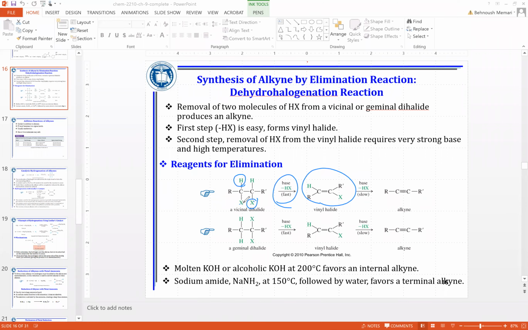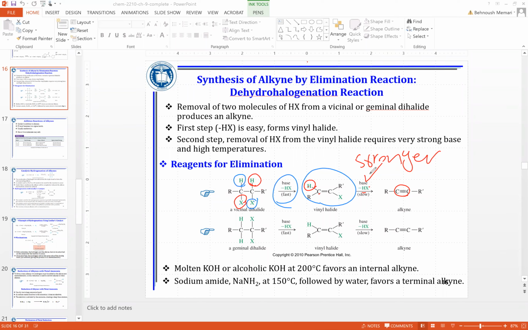On the next step, you have to remove it with the hydrogen from the adjacent carbon to generate the second pi bond. The base that you're using in this step must be a strong base because removing hydrogen from a vinylic carbon is not easy. So you do need a stronger base, okay? A stronger base for the second step.